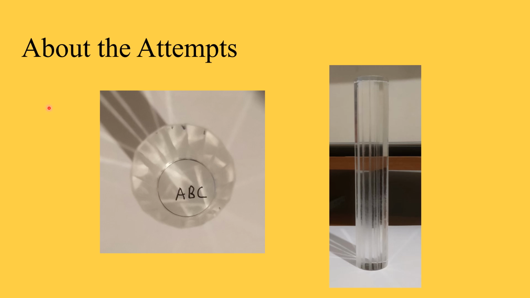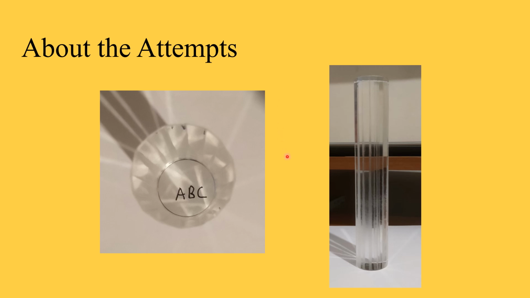But still, I want to talk about the attempts a little bit more. So the first thing I want to talk about is choosing a suitable glass rod for this kind of experiment. Since we are making a laser travel through, the glass rod should be clear enough so that it does not make the light scatter a lot.